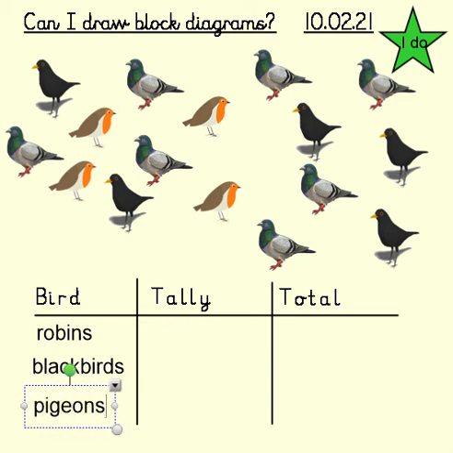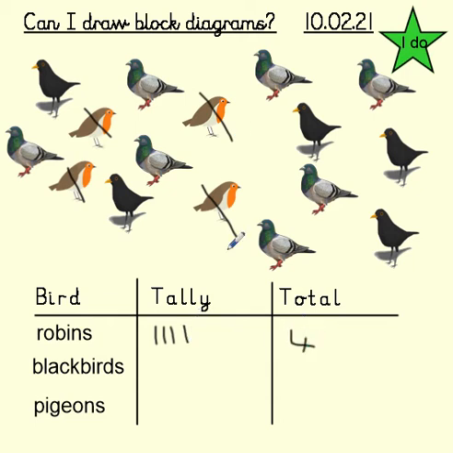Now I'm going to tally them up, and I'm going to work systematically to do this. So I'm going to cross off a robin, and then I'm going to tally it on my chart. So that's 1, 2, 3, and 1 more, 4. So I know there are 4 robins that I saw in total.